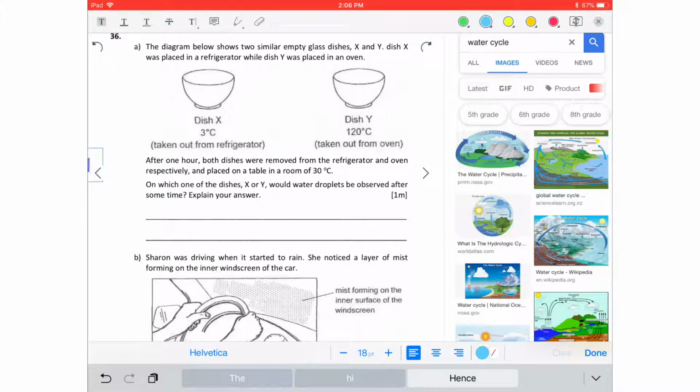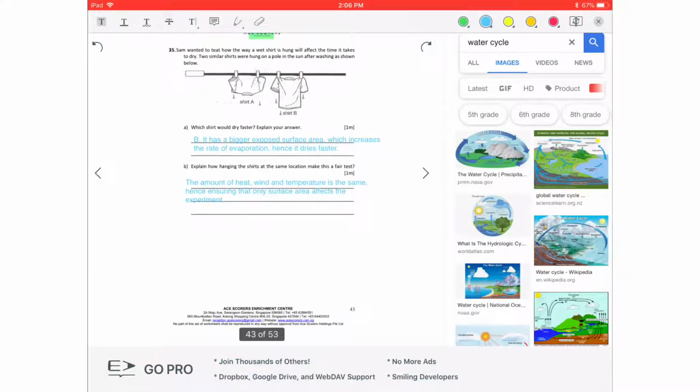Water droplets. Okay, first of all, where would the water droplets be coming from? The hotter region. Where is the hotter region? The surrounding, right? So if the surrounding is hotter than the dish, right? So the answer is actually dish X. Why? Okay, let me type down the answer first. So first, you will observe water droplets on dish.